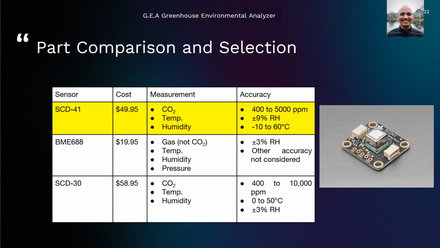We had three possible CO2 temperature and humidity sensors. We didn't go with the BME688 because it only measures gas. It doesn't measure a specific gas, so there would be no way to tell between CO2 and other gases. We went with the SCD41 because it was cheaper than the SCD30, and it basically did what we wanted to do, so we were okay with this one.